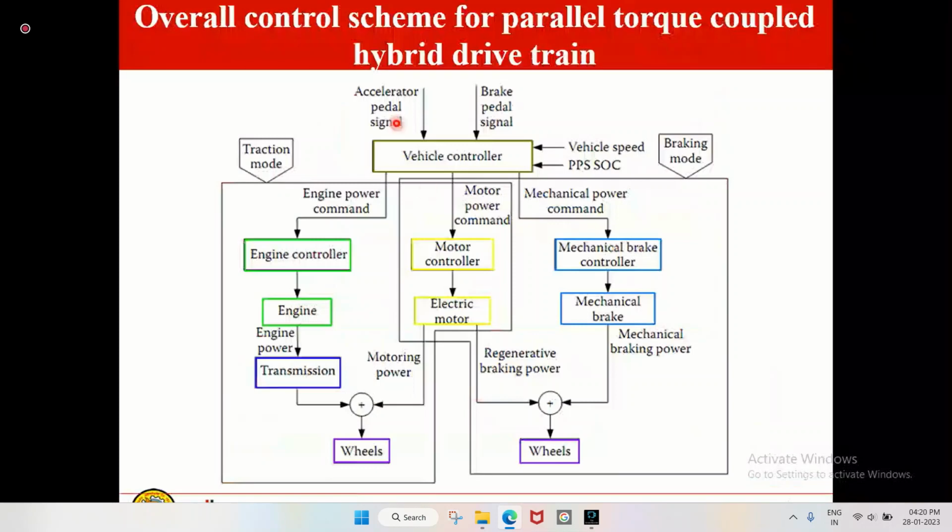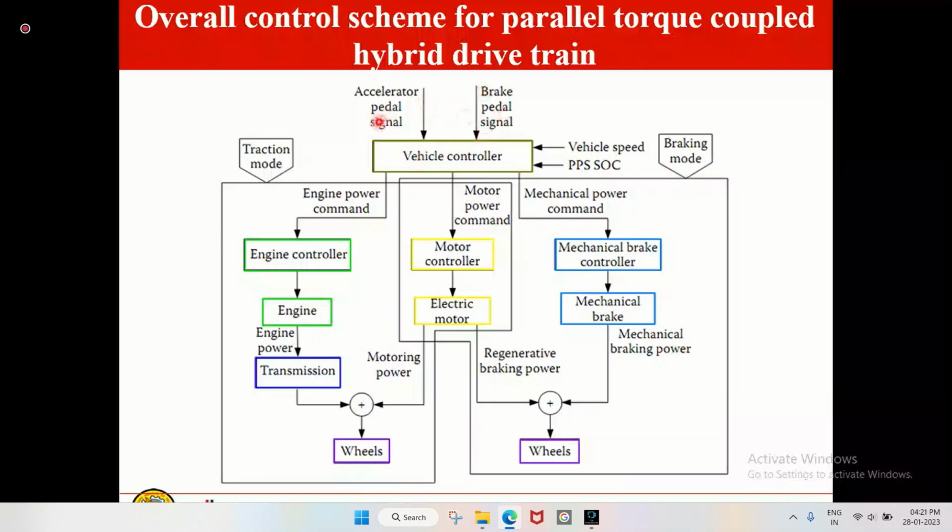Okay, fine. So this is the control scheme for parallel torque coupled hybrid drivetrain. Now here, as has been shown, right there at the center is this vehicle controller. This vehicle controller is going to get the signals from accelerator as well as brake, because the pedal movement is being sensed with the help of, say, for example, a potentiometer. And then the vehicle speed also is going to be sensed along with the SOC of PPS, that is battery SOC. So these are some inputs the vehicle controller is going to get.